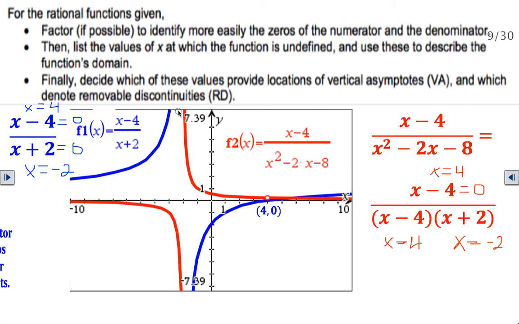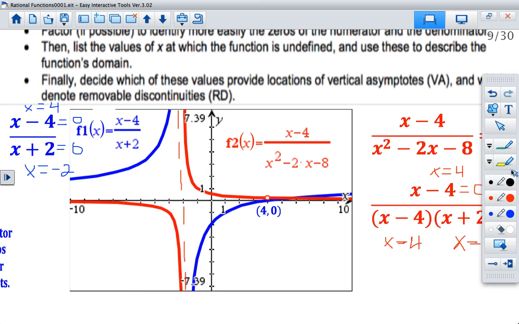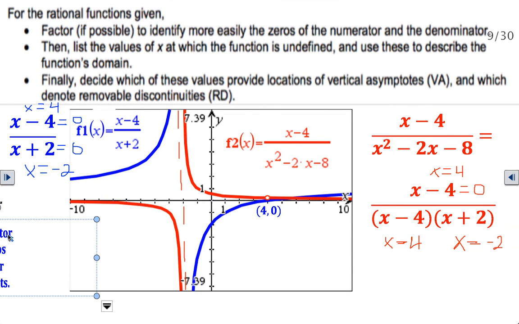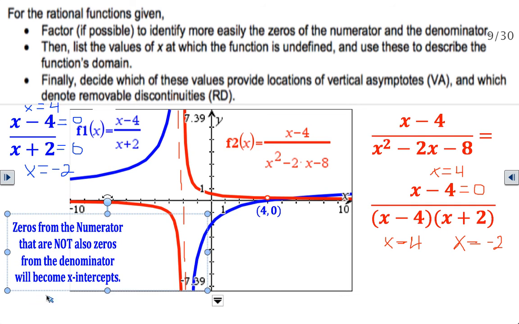Okay, because you have it in both locations, you're going to have a vertical asymptote for both of those functions at x = -2. Okay, there's my vertical asymptote for both of them. Now, the blue graph has x = 4 as a zero in the numerator. And because you don't also have an x = 4 in the denominator, that is going to be an x-intercept, okay? So anytime you have the zeros from the numerator that are not also zeros from the denominator will become x-intercepts.